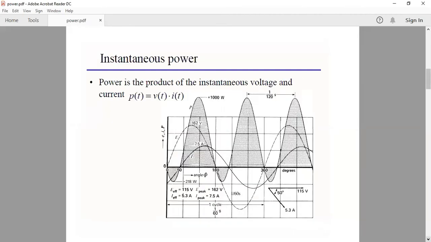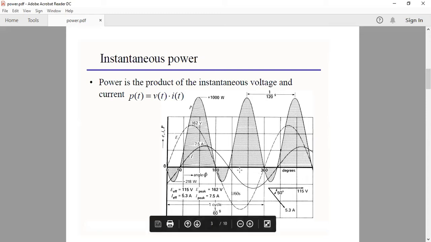Let's see the instantaneous power. As we all know, power is the product of the instantaneous voltage and current, which is mathematically p(t) = v(t) × i(t), where p(t) is the instantaneous power, v(t) is the instantaneous voltage, and i(t) is the instantaneous current. In this waveform, the x-axis denotes the angle in electrical degrees, and the y-axis denotes the magnitude of electrical power, voltage, and current.